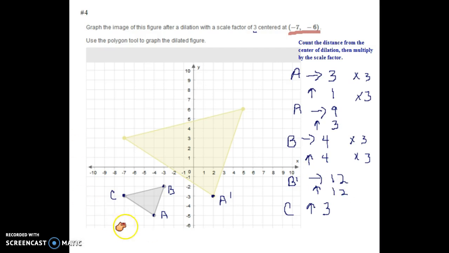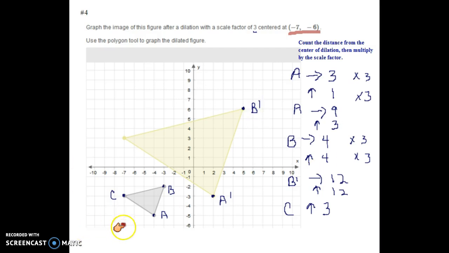All right, so I'm starting from my center of dilation. I'm going to go to the right 12 units. That'll put me here at 5. And then I'm going to go up 12 units, and that will put me there at 6. So that's my B prime.